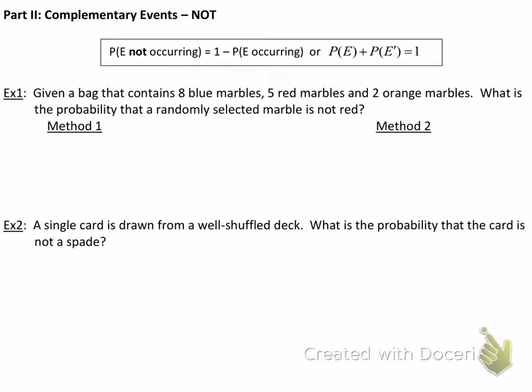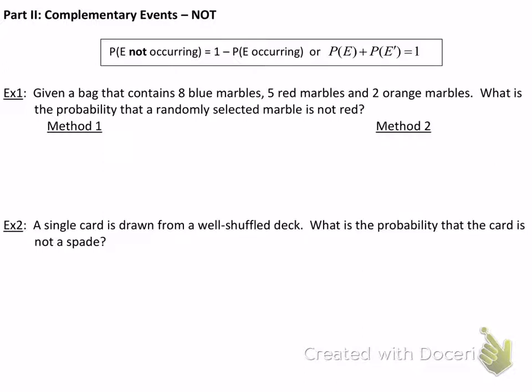Section 2 is complementary events. This is the definition for it. The probability of an event E not occurring: to figure that out, we do 1 minus the probability of it occurring. So let's take a look at this. Given a bag that contains 8 blue marbles, 5 red marbles, and 2 orange marbles, what is the probability that a randomly selected marble is not red?